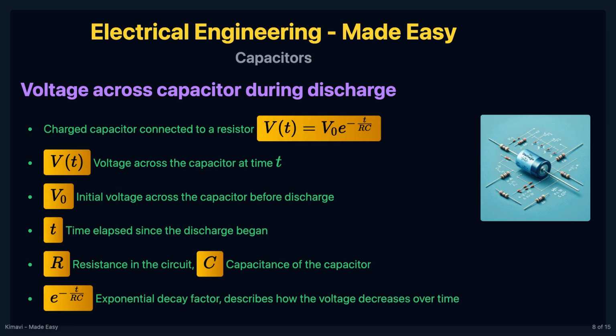When a charged capacitor is connected to a resistor, it discharges over time. The voltage across the capacitor during discharge can be described by the formula V(t) equals V0 times e to the power of negative t divided by RC, where V0 is the initial voltage across the capacitor, R is the resistance in the circuit, and C is the capacitance.